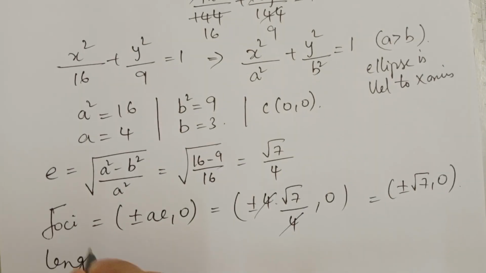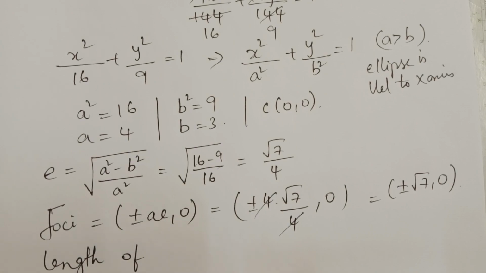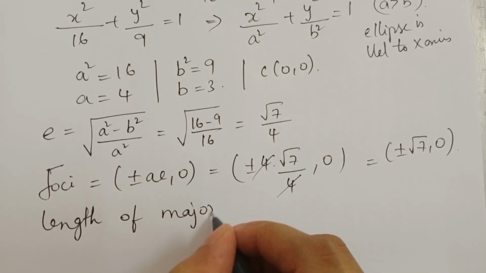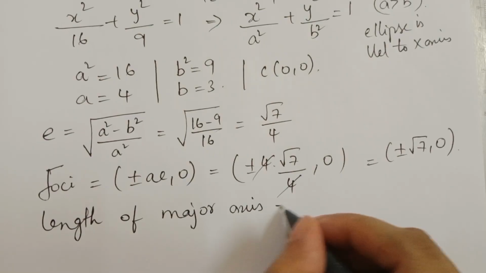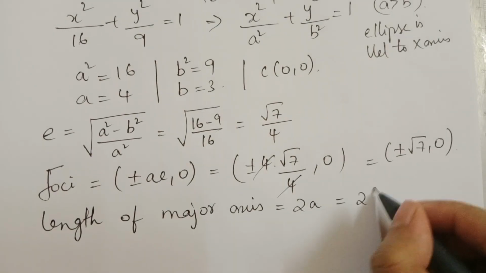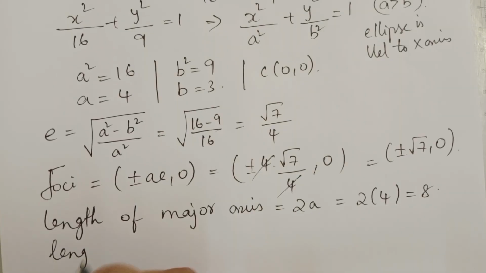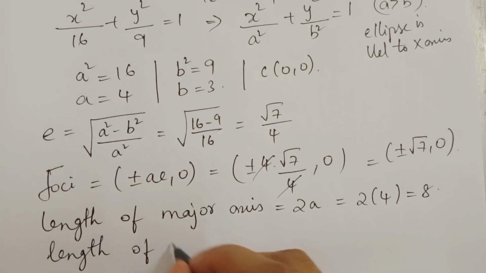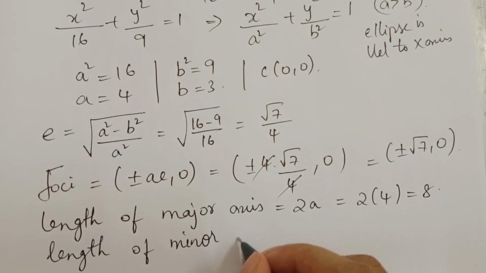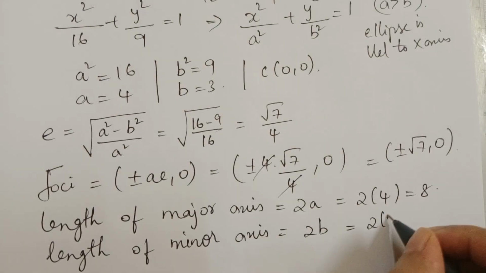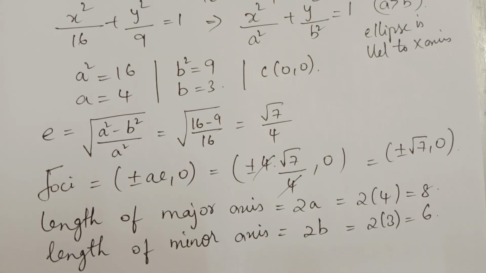Length of major axis is given by 2a, which is equal to 2 into the value of a is 4 is equal to 8, and the length of minor axis is equal to 2b, which is equal to 2 into 3, that is equal to 6.